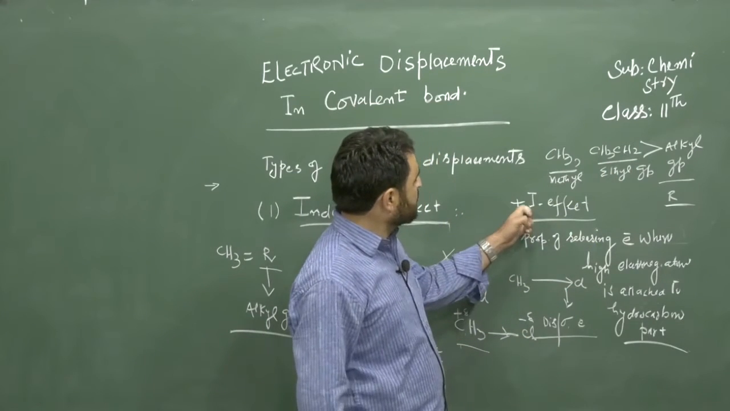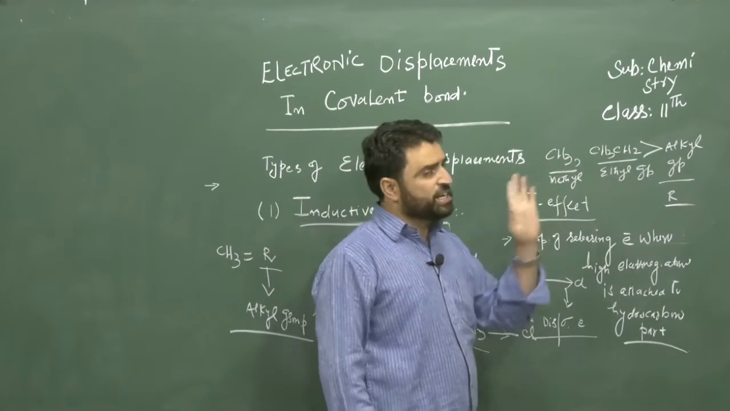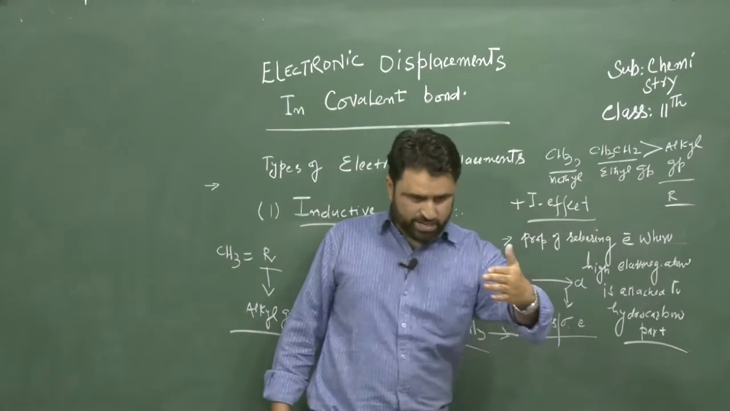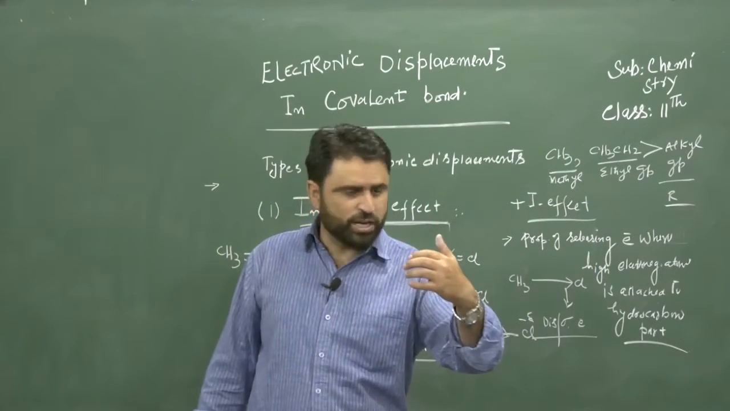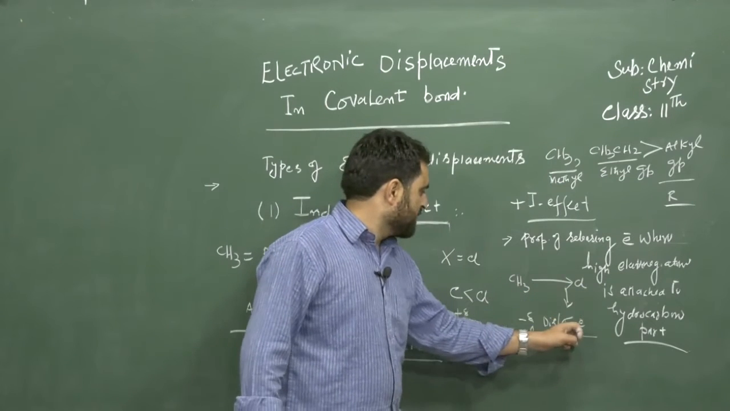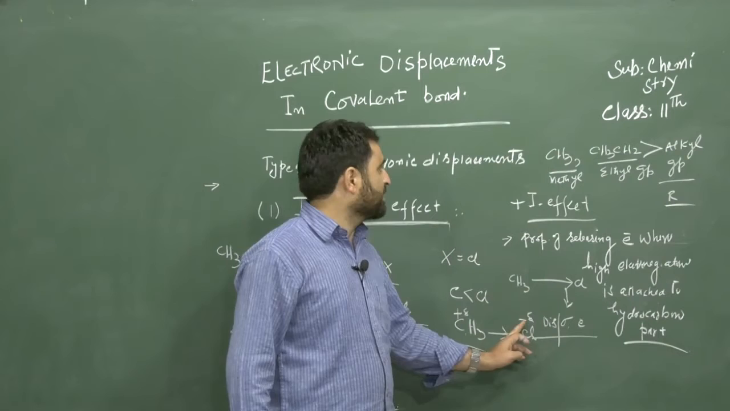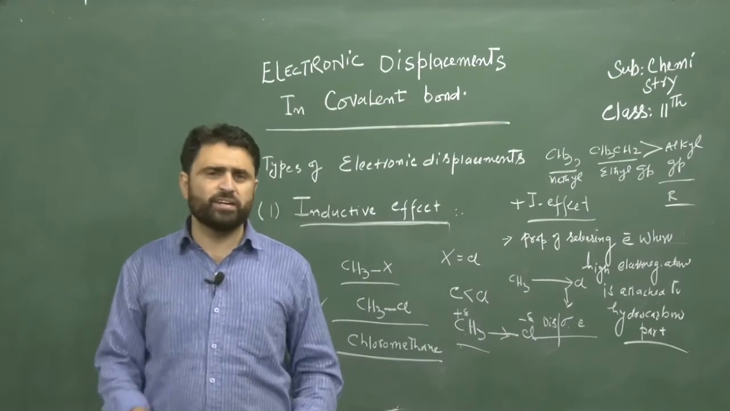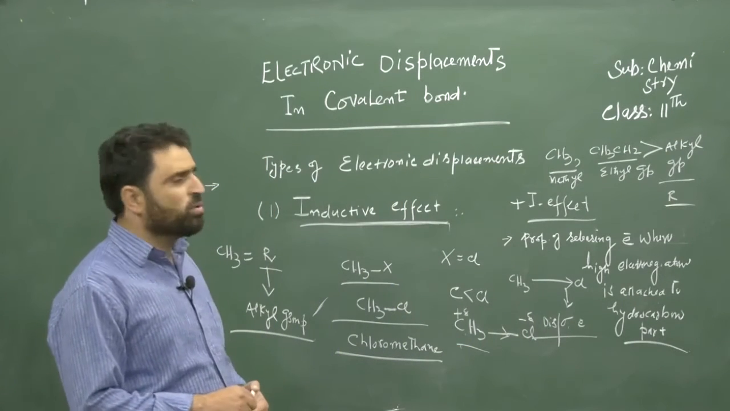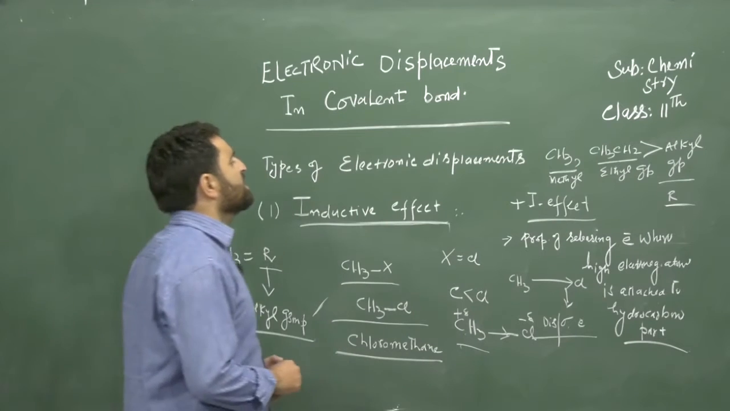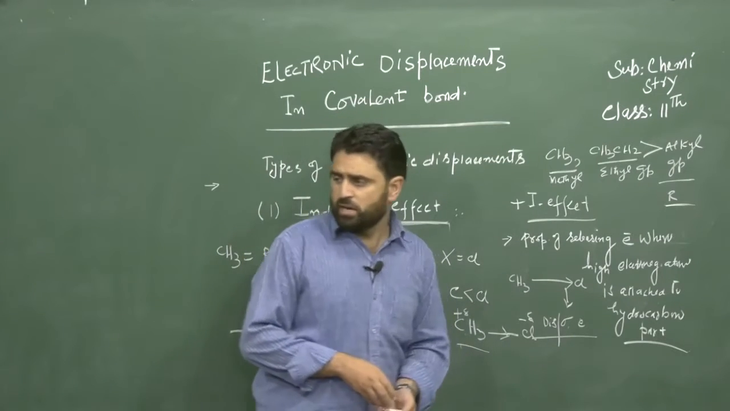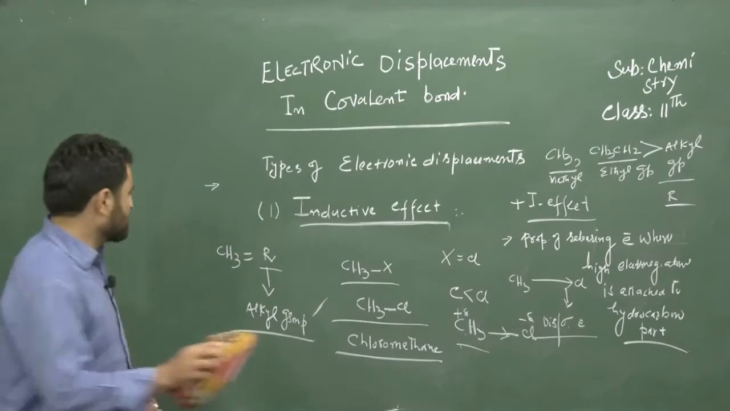As already told in plus I effect, these alkyl groups release electron. They release electron when a high electronegative atom is attached to them. When they release electron, they bear plus and minus. So I will write here that all alkyl groups have plus I effect because they have a releasing tendency. But here is another concept like this.